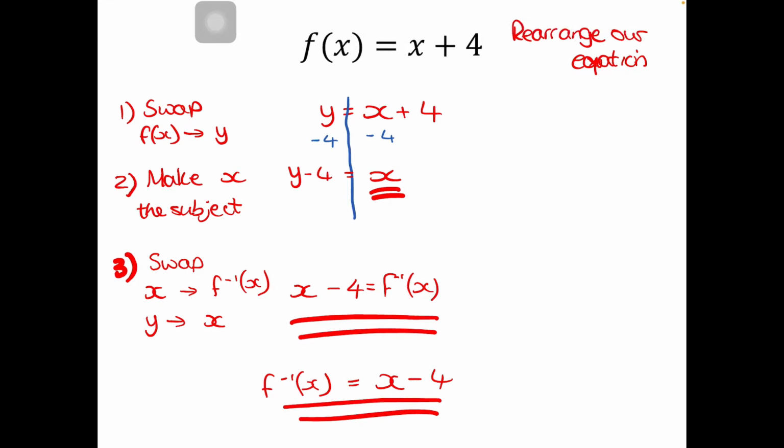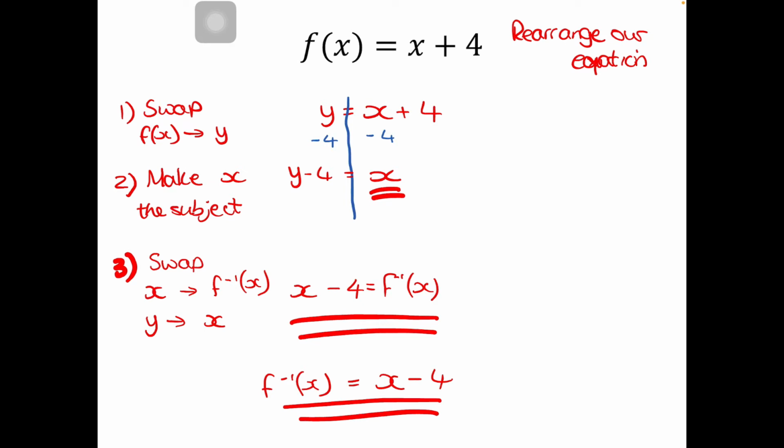Okay, so there's 3 steps to this. We swap f of x for y, okay, put it into the form of y equals. We rearrange to make x the subject. Okay, obviously that may well take a few more steps than what is shown here. Once we've made x the subject, we swap in. We change x for f to the minus 1 of x. We change y to x, and we have our inverse function.